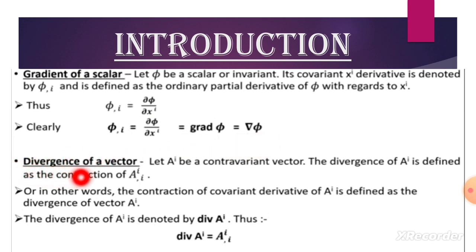Now, divergence of a vector. Let a to the power I be a contravariant vector. The divergence of a to the power I is defined as the contraction of a to the power I comma I, or in other words, the contraction of the covariant derivative of a to the power I is defined as the divergence of vector a to the power I. The divergence of a to the power I is denoted by div a to the power I. Thus, div a to the power I is equal to a to the power I comma I.